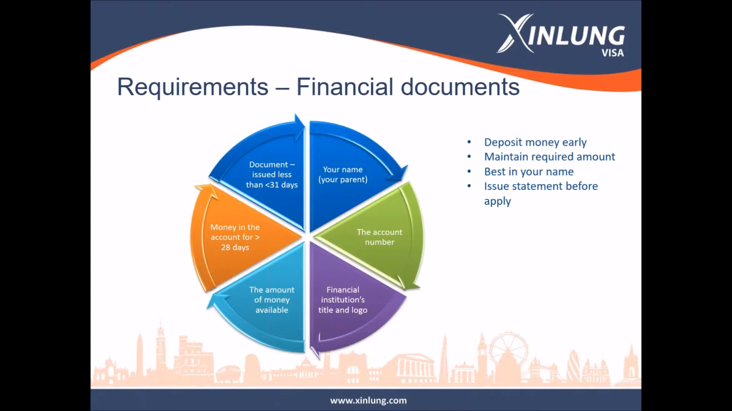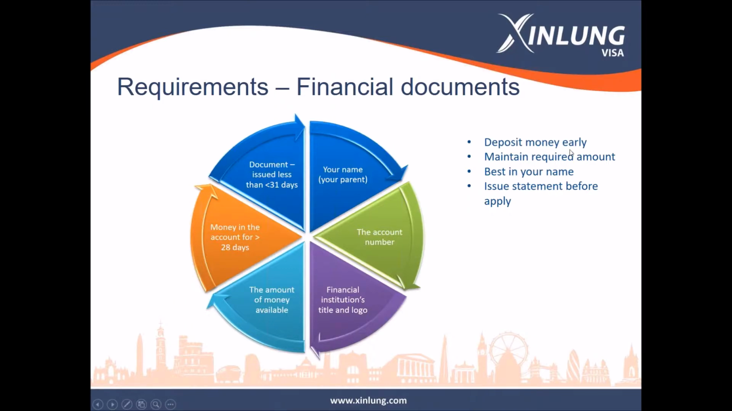Also, the Home Office says the documents need to be fairly recent. They have to be issued within 31 days of our application date. We cannot take a bank statement issued half a year ago to show our finance. So that basically means we need to have the money in our bank account as early as possible, cover the 28 days, and when it comes to submitting the application, we go to the bank and get a fairly recent bank statement.